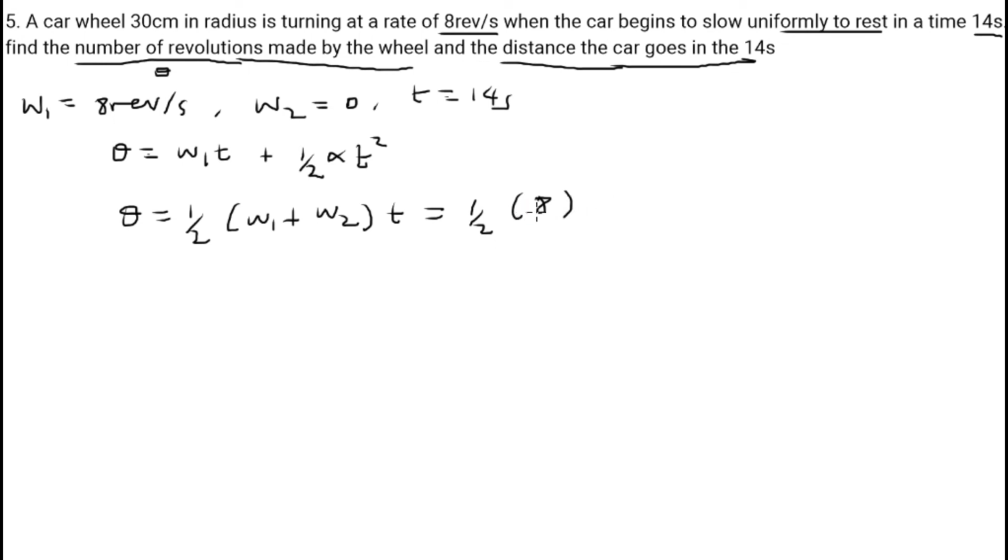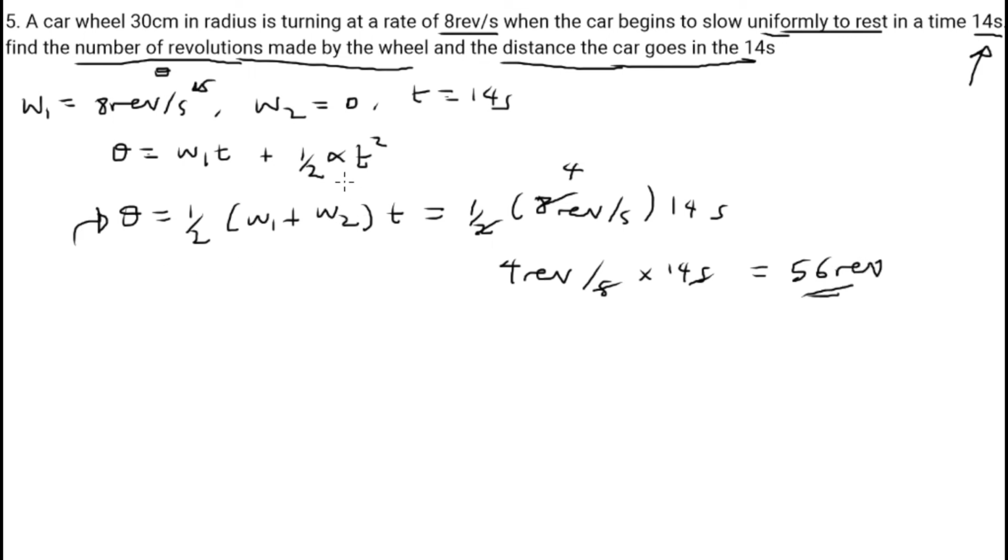Okay, 8 revolution per second plus 0, so I don't need to include that. Then 14 seconds. So this is supposed to be 4 revolution per second. If I multiply 4 revolution per second by 14 seconds, the seconds cancel out, so I will have 4 revolution multiplied by 14. That's just 4 times 14, which is 56 revolution.